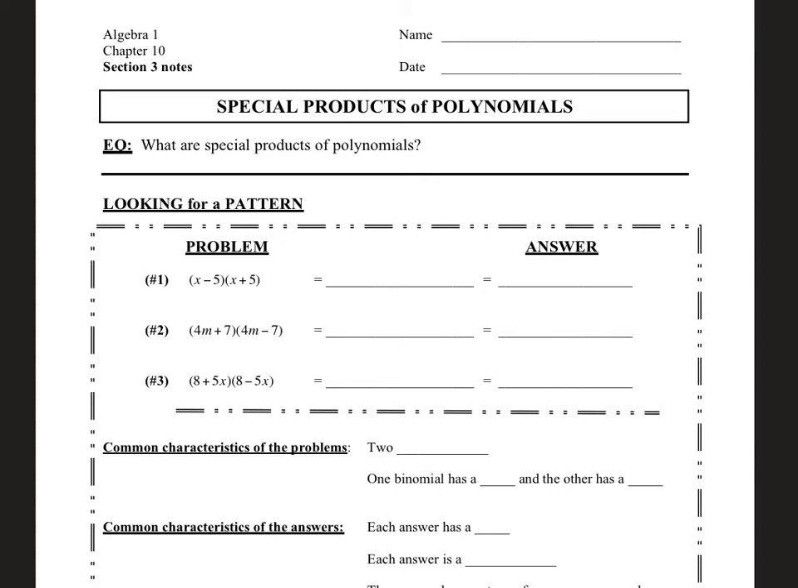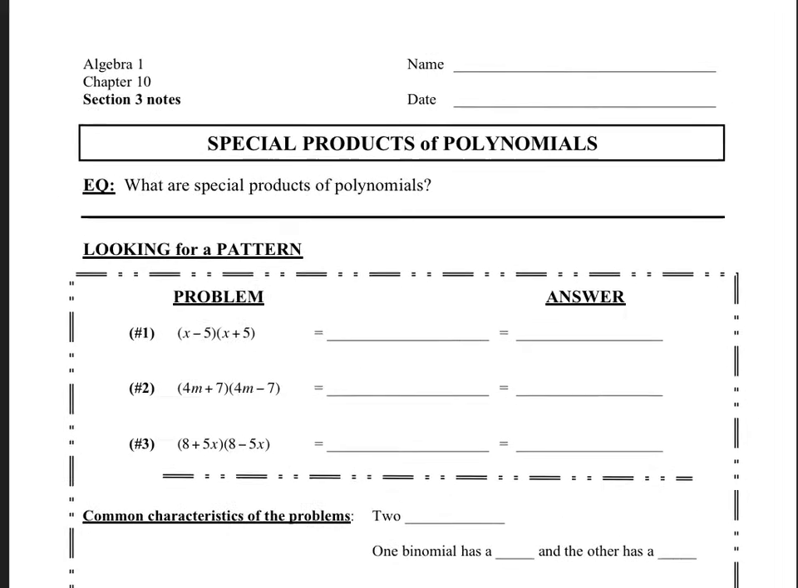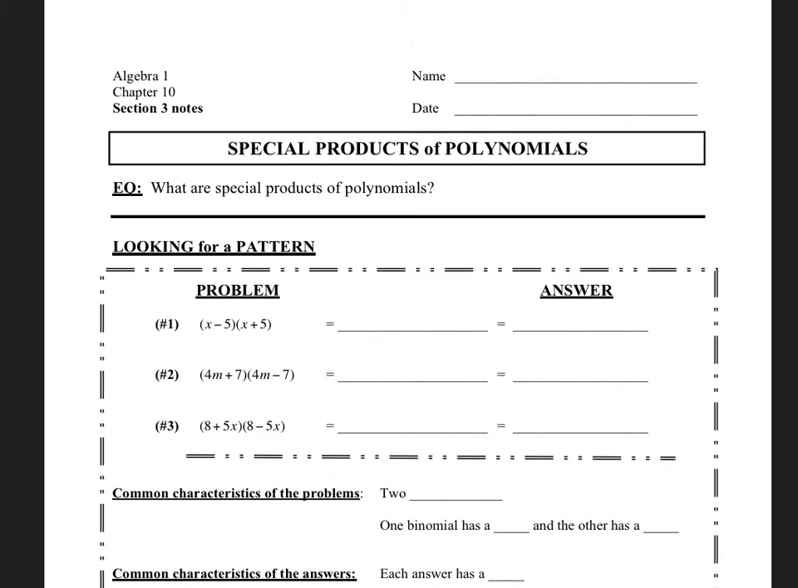We're continuing with Chapter 10, which is all about polynomials and quadratics and factoring and stuff like that. Today's lesson is 10.3. The name of this lesson is Special Products of Polynomials. Our essential question on this note sheet is, what are special products of polynomials? All right. So you should know how to FOIL, or in better terms, to distribute.